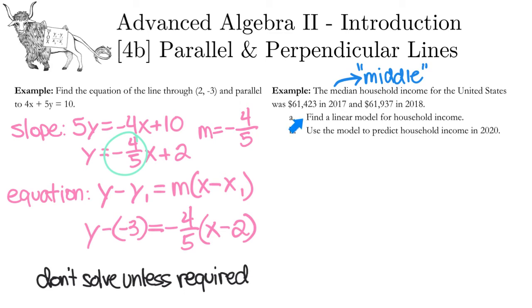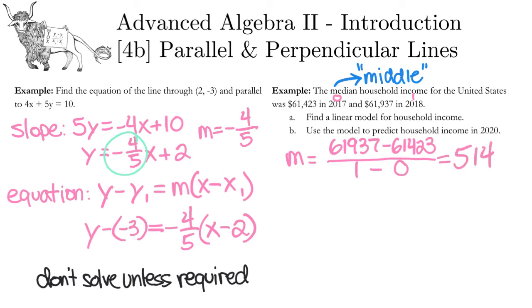Okay, let's find a linear model for household income. That means we need to calculate slope and use one of the points to write the equation. So let's find the slope between those two values. And since we're using years, let's let 2017 be x = 0 and 2018 be x = 1. The slope between those two points is m = (61,937 - 61,423) / (1 - 0), and that's equal to 514.